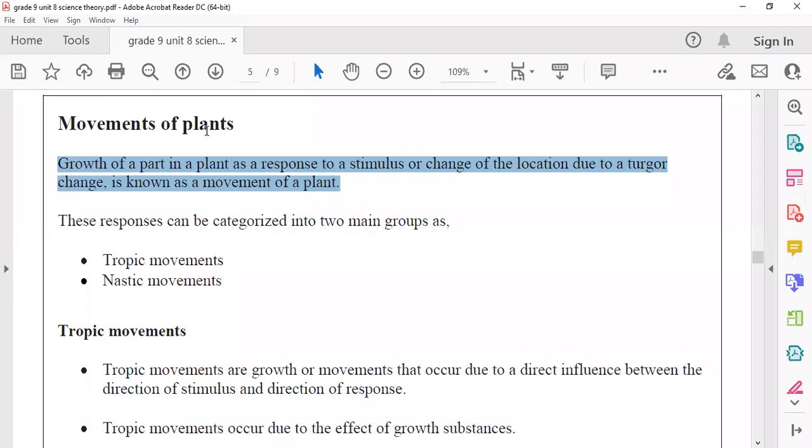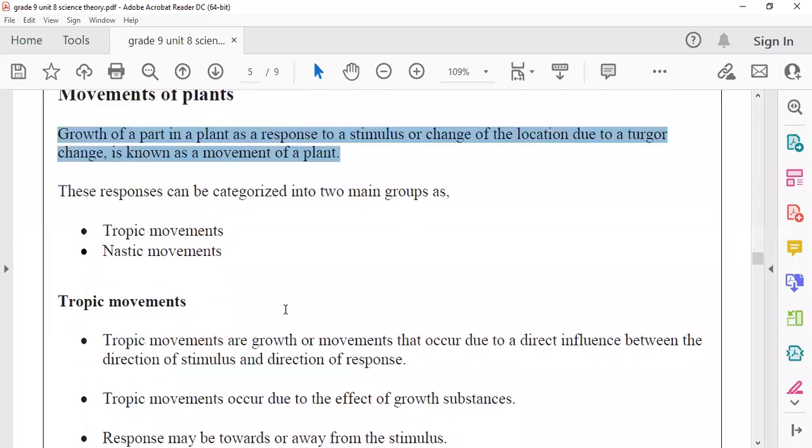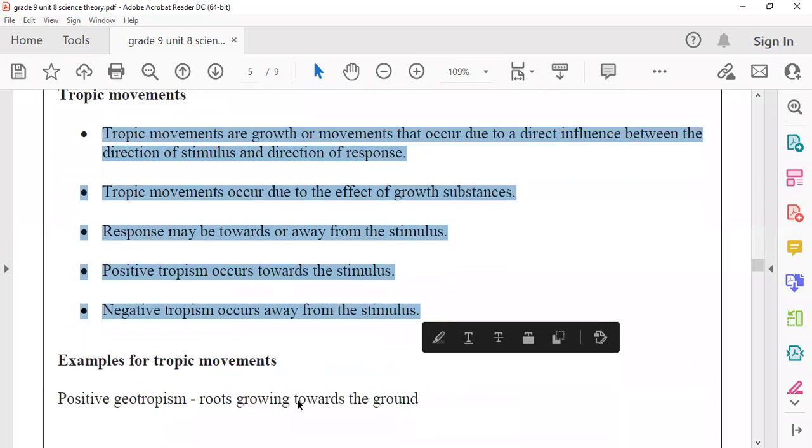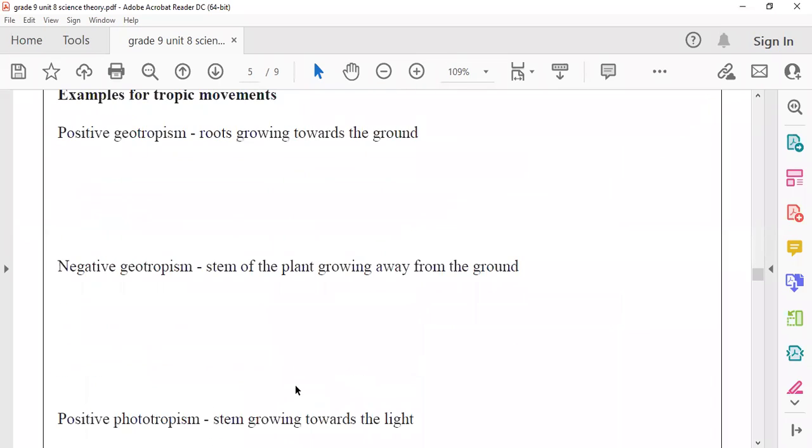There are two types of movements in the plant. What are the two types of movement? Tropic movement and nastic movement. Here they are writing some ideas regarding tropic movement. I am not taking even that one. I am going straight to the notes. In the tropic movements, they are introducing you different types of tropic movements.